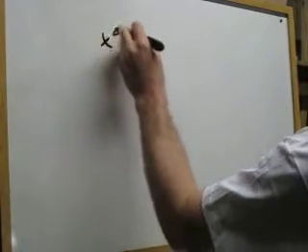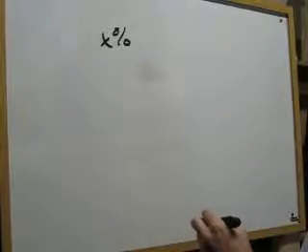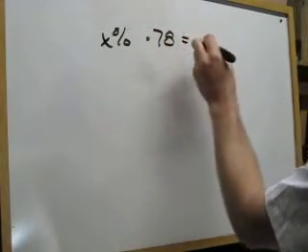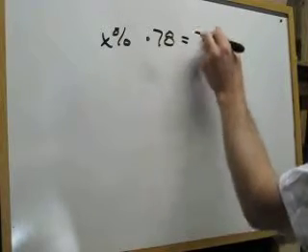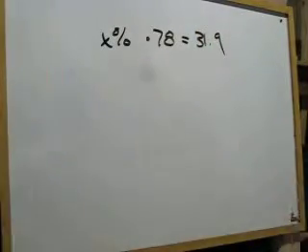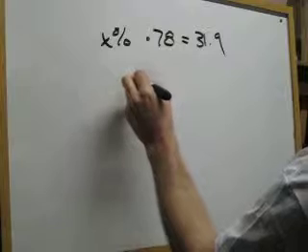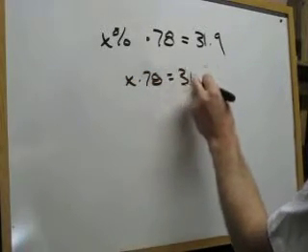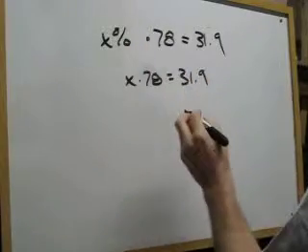All right, so we continue on. Example 5 on page 509. What percent of 78 is 31.9? Okay, so x times 78 equals 31.9. I just took the percent sign off there.